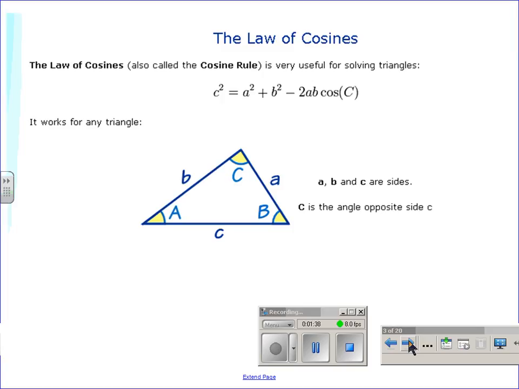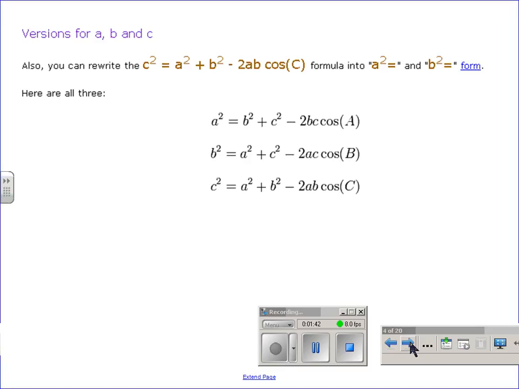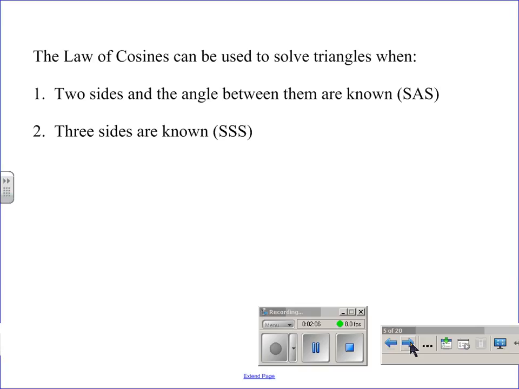So let's go ahead and look at those. Here are the different versions. You've got a squared. If you were trying to find the length of side a, then you would use this. If you were finding the length of side b, you would use this. And if you were finding the length of side c, you would use this equation. So it all depends on what you're looking for. And again, that is the law of cosines.